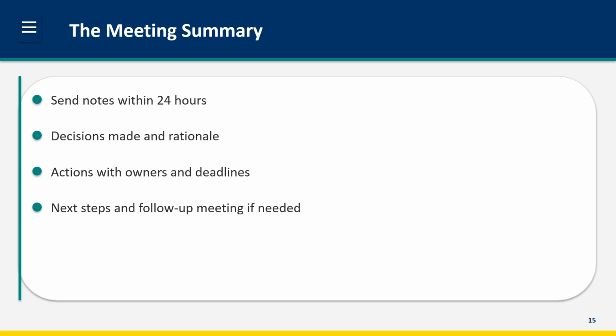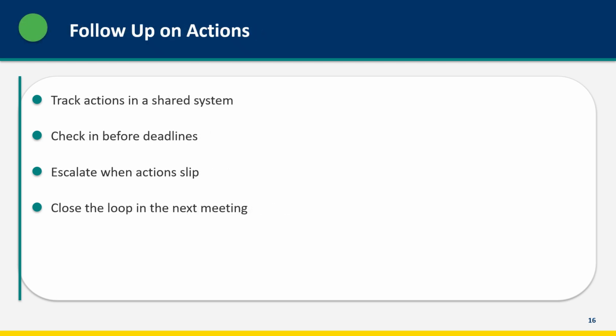Bullet points, not paragraphs. Meeting actions should be tracked in a shared system, not just meeting notes: a task tracker, a project management tool, wherever your team tracks work. Check in with action owners before deadlines. A gentle reminder prevents slippage. When actions do slip, escalate if needed. What's blocking progress? Close the loop in subsequent meetings. Review action status. Did we complete what we committed to? This creates accountability.